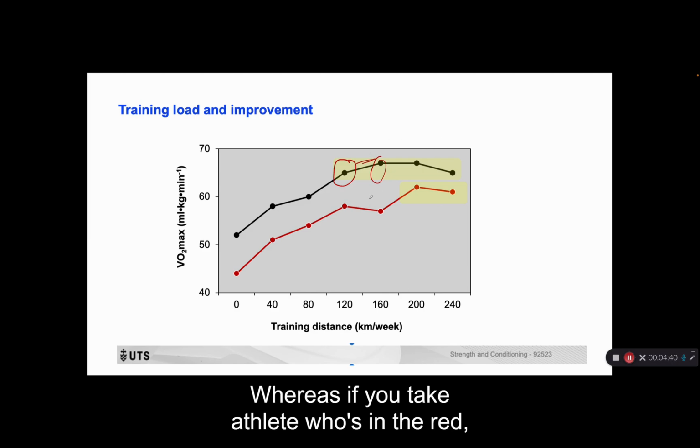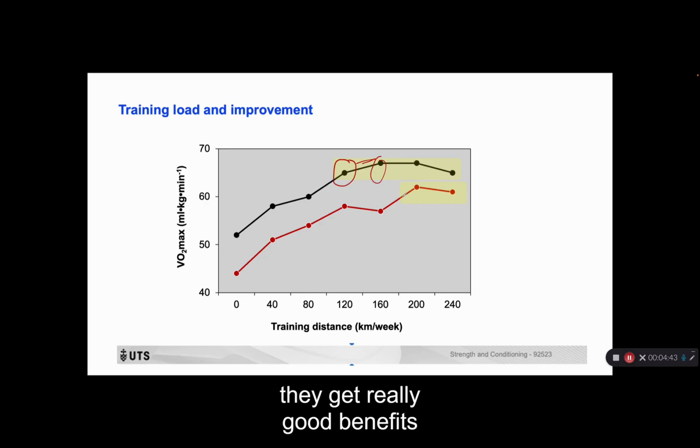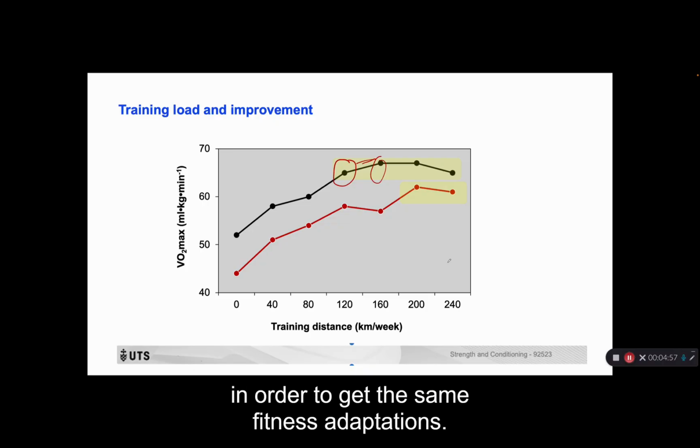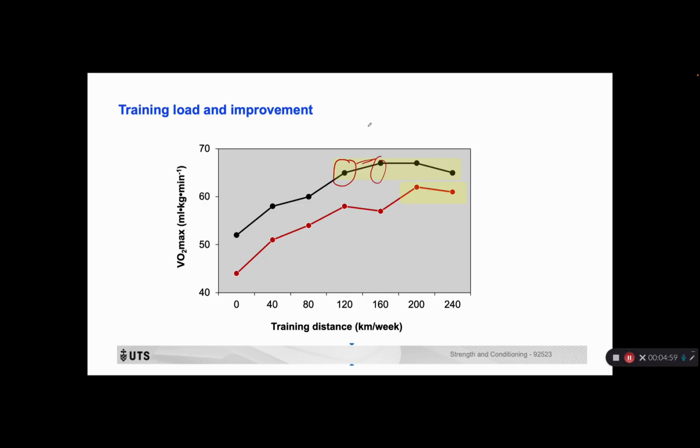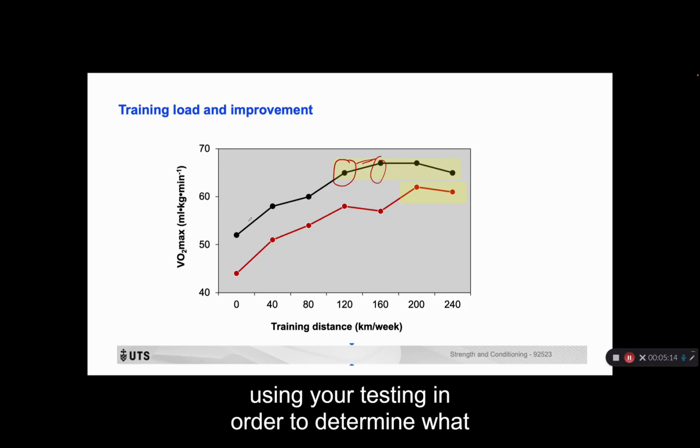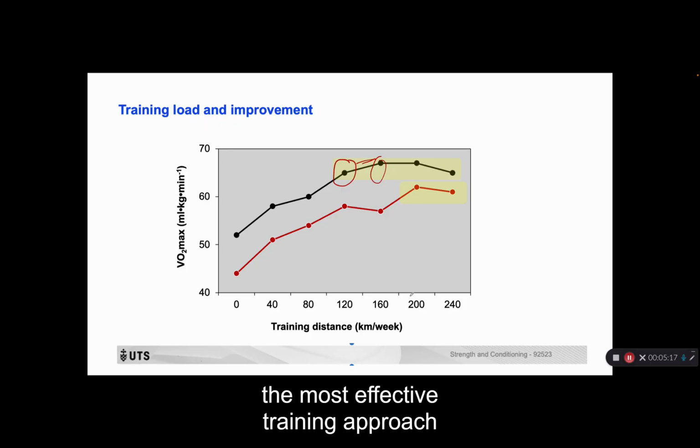Whereas if you take athlete B who's in the red, they get really good benefits from doing high volumes of training. And so what this figure represents is that individual responses are real. Different people require different training approaches in order to get the same fitness adaptations. And so as a really good coach, what you can do is use some trial and error, measure the amount of training that you're doing using effective methods, and use your testing in order to determine what the most effective training approach is for you and your athletes.